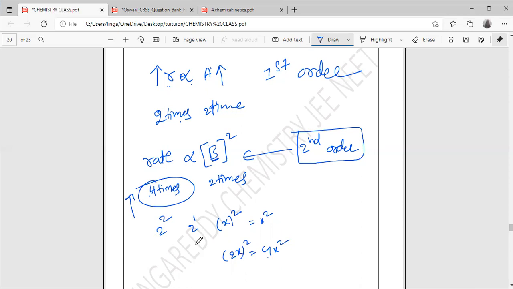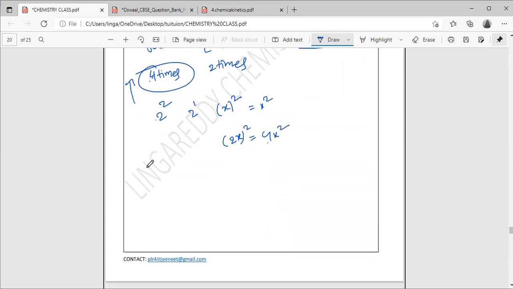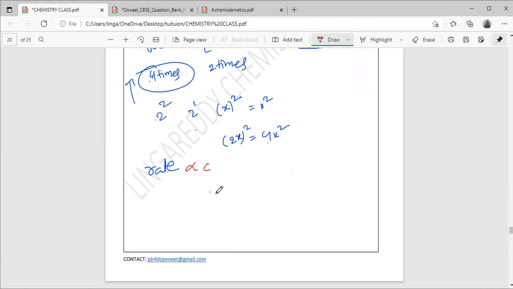Suppose it is third order. Then again, rate is directly proportional to C. If I increase the concentration 2 times, the rate is increasing 8 times, that means 2 to the power of 3 times. I am increasing the concentration only 2 times, but the rate is increasing 8 times. This is called a third order reaction.